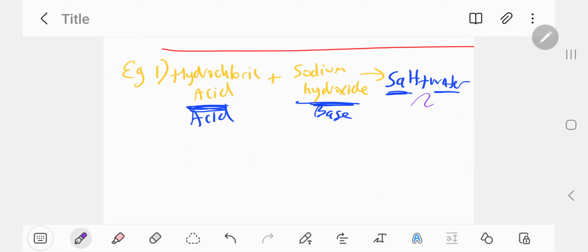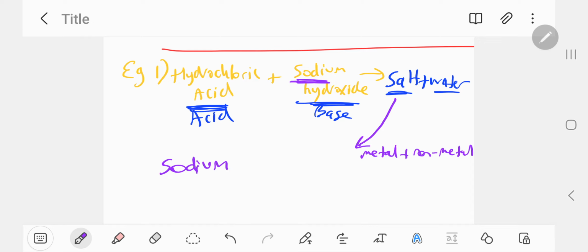Step 2, let's now find the name of the salt. Here's how you do it. Salt, by definition, is metal and non-metal. Wherever you see a metal in this reaction, you write it down first. So sodium, typically it's in the base, right? Sodium goes first. Now for the non-metal, you go to the acid. So go to acid, metal, go to base. With practice, you'll get used to this.